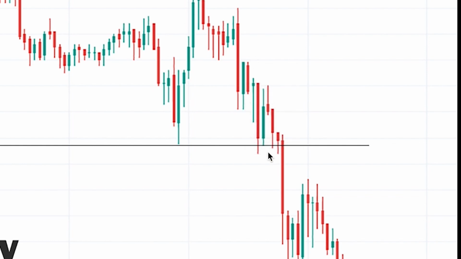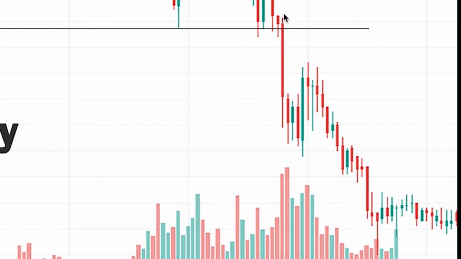After this pattern, you can see that this long red candle broke this support level with considerable increase in the volume, as you can see, which actually confirms that this was a valid breakout.